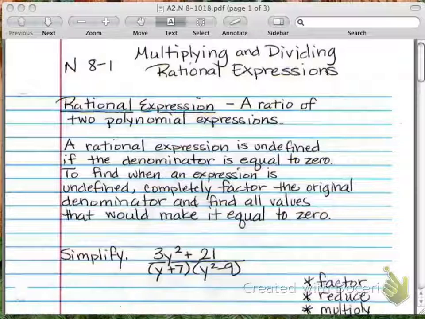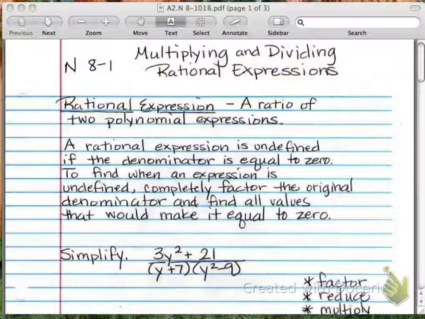A rational expression is undefined if you have a zero in the denominator, right? That's any number. That's not just a rational expression, that's any number. If you have a zero in the denominator, it's undefined. Okay? So that's how you got your vertical slopes and stuff like that when you're dealing with slopes back in Algebra 1. Okay?